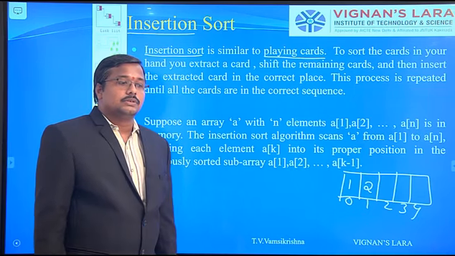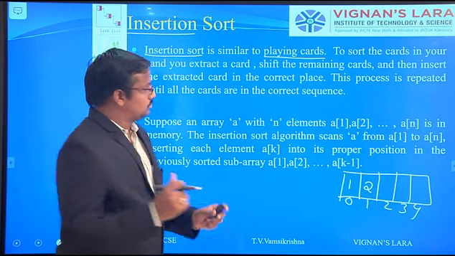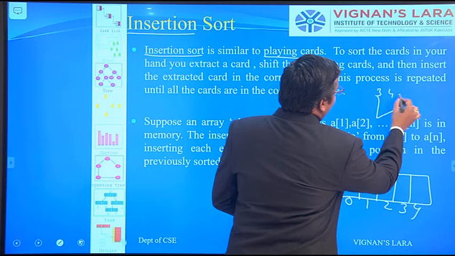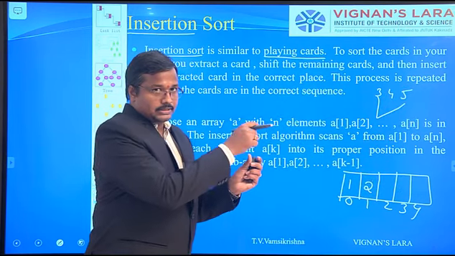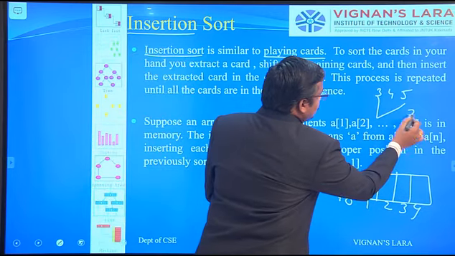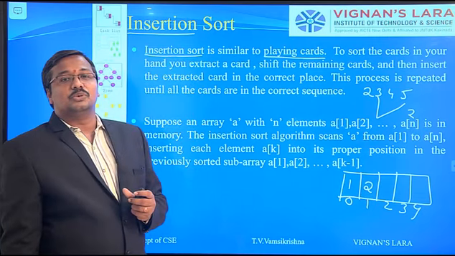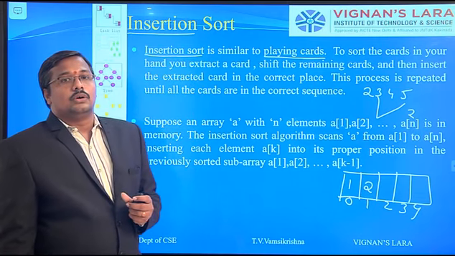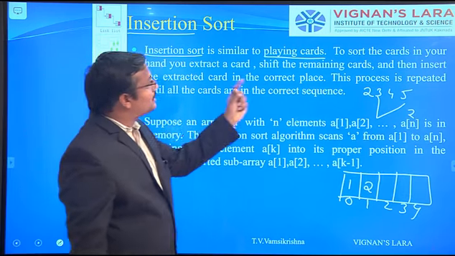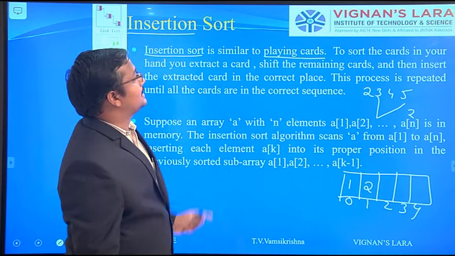Suppose I have placed 3, 4, 5 in my hand, and suppose I get a 2. We keep the 2 here, before the 3, 4, 5. That kind of logic is closely related to this pattern, and that is called insertion sort.